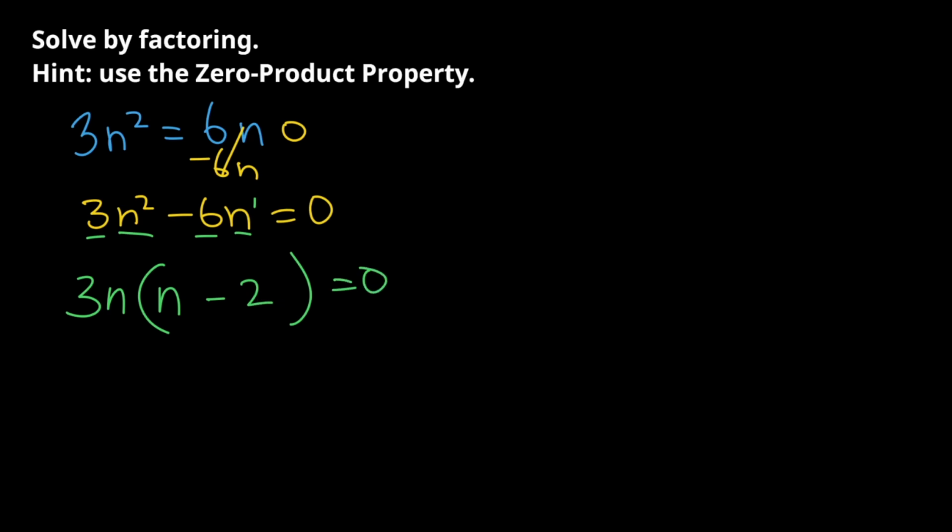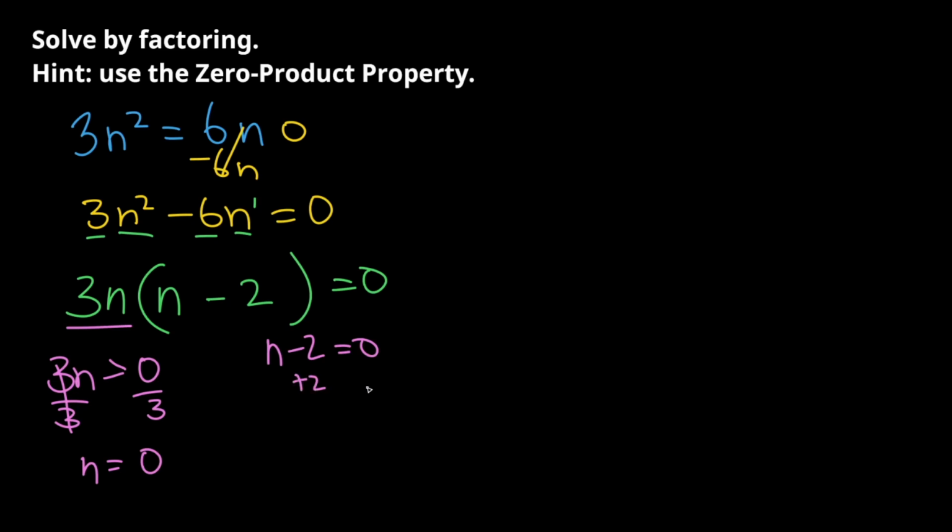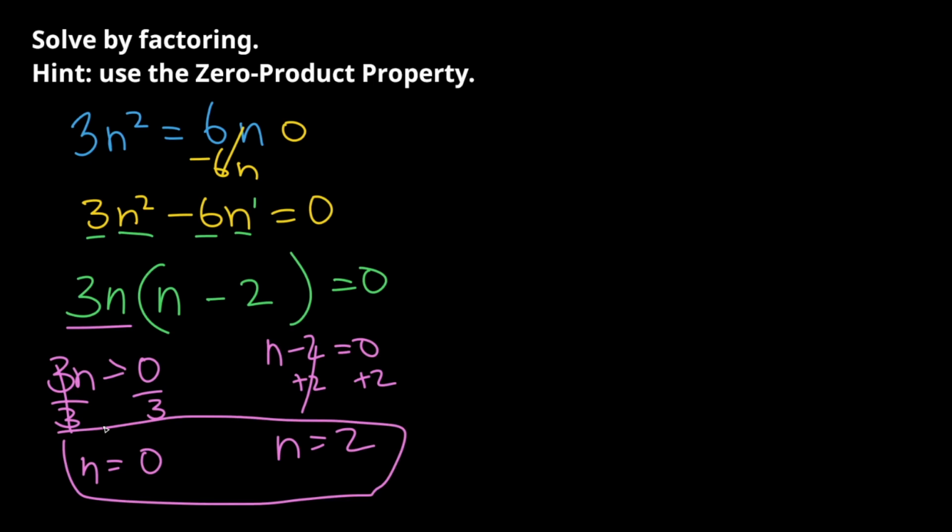Now that equals 0. So using the zero product property, this 3n gets set equal to 0. Divide by 3, divide by 3. n equals 0. 0 divided by 3 is 0. Then we have n minus 2 equals 0. Add 2 to both sides. We have n equals 2. So our two values of n are 0 and 2.